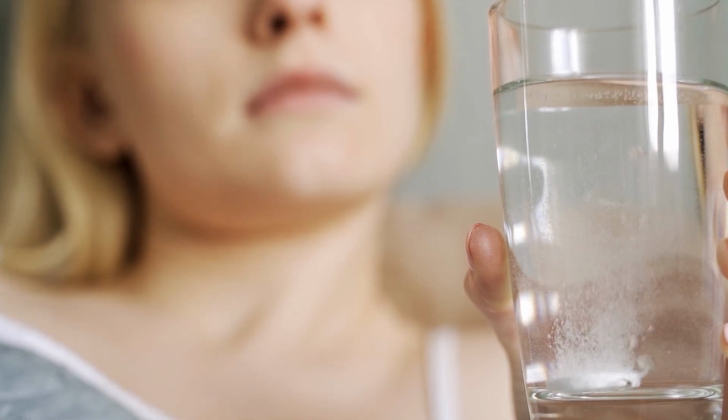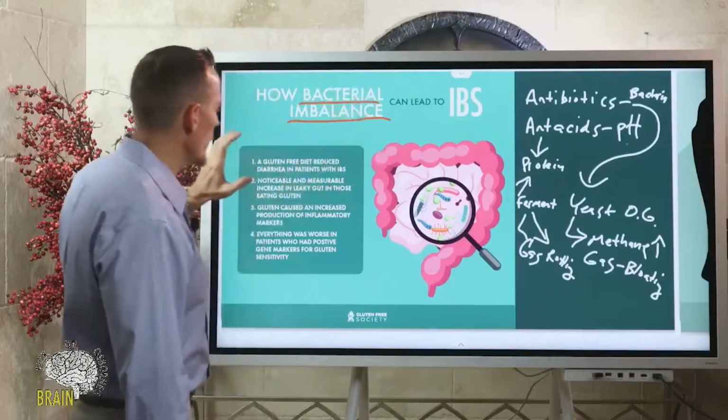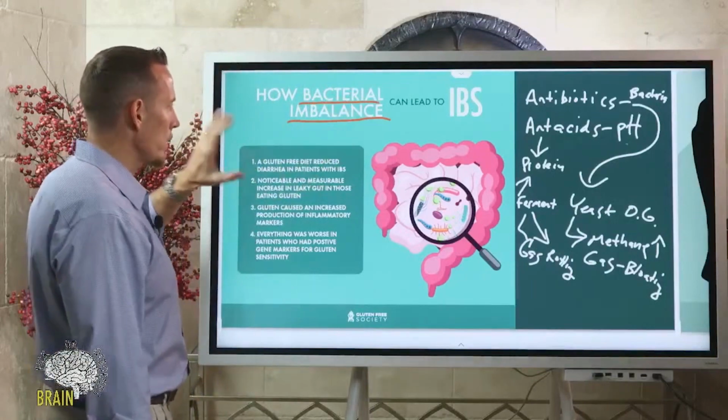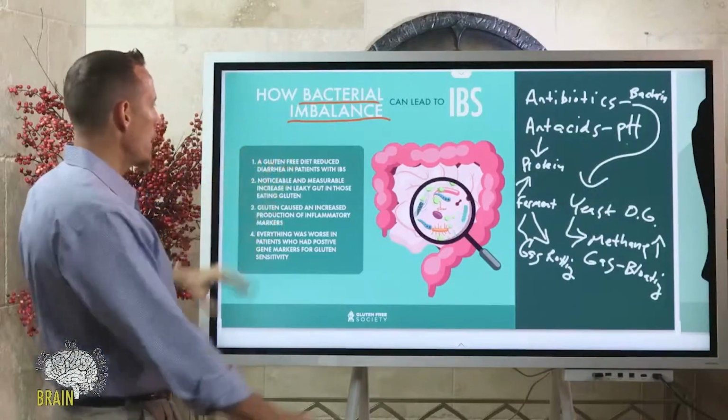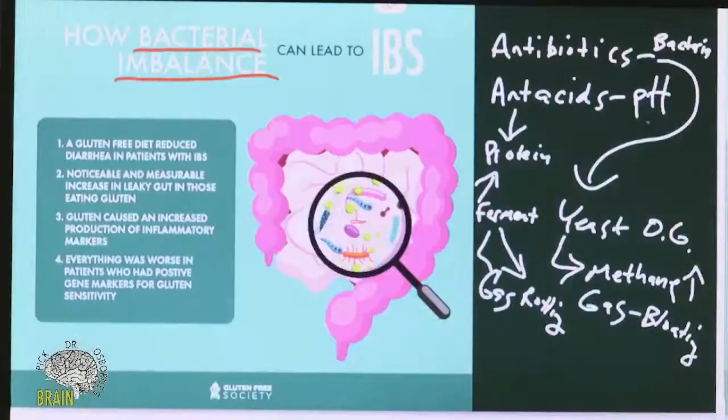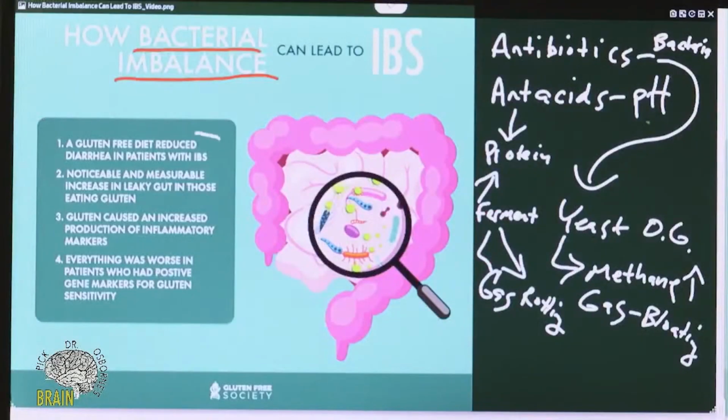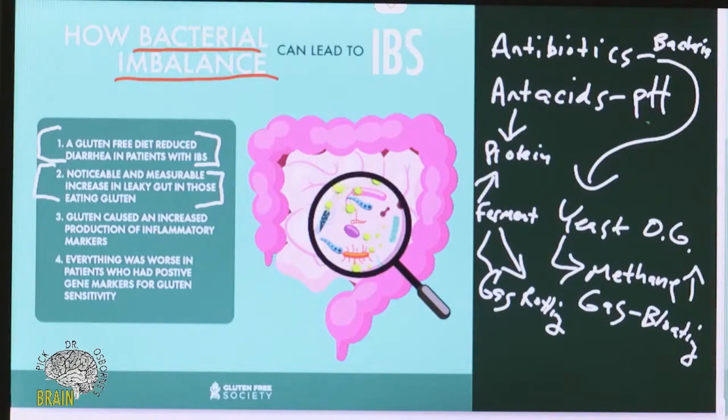So there are other things that can create irritation as well. One research study, and this diagram was created from that research study, found that the gluten-free diet reduced diarrhea in patients with IBS. So if you struggle with the diarrhea aspect, a gluten-free diet was extremely effective at reducing that diarrhea. We also know that going gluten-free causes a noticeable and measurable reduction in leaky gut in those eating gluten. So in essence, these authors say there's a noticeable and measurable increase in leaky gut in those eating gluten, meaning gluten causes leaky gut.